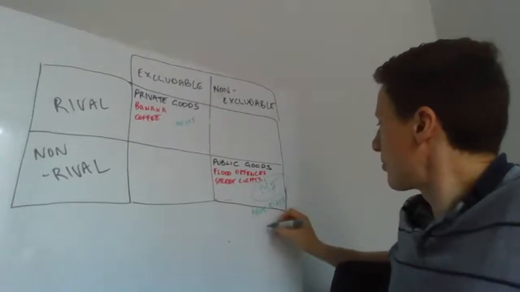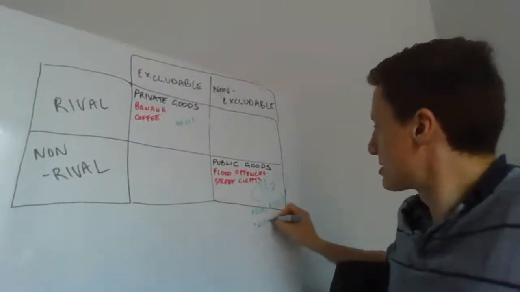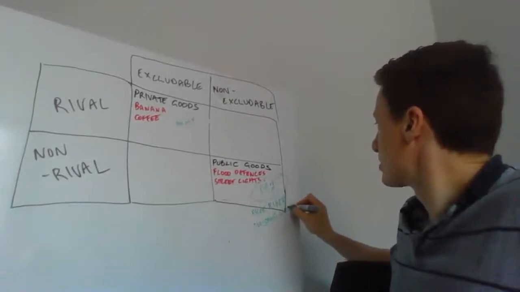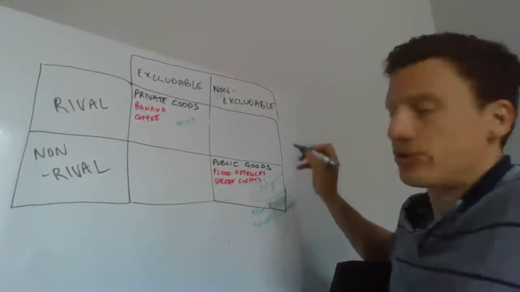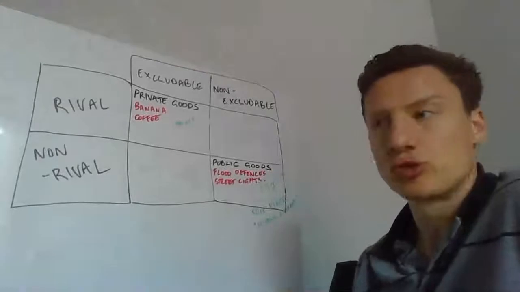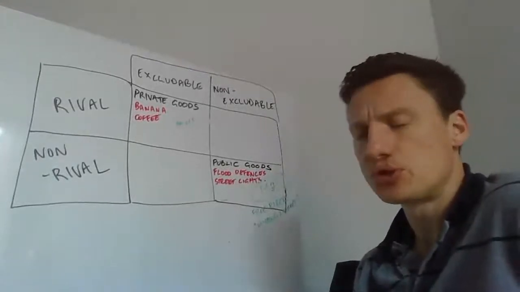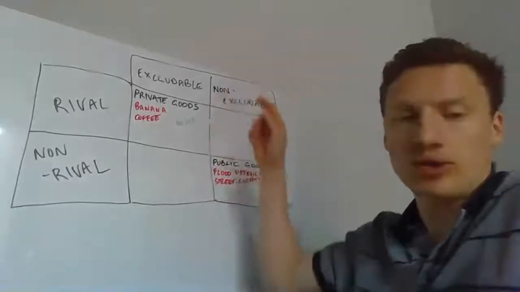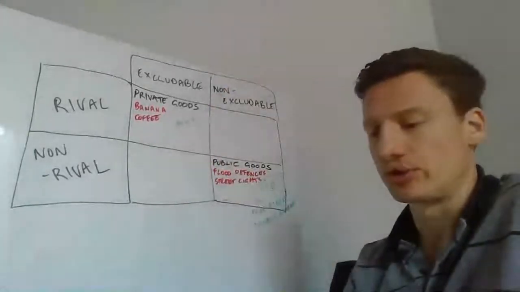And ultimately what that will mean is that there will be a missing market. The good won't be produced at all because no provider in their right mind will want to produce this good because there is no profit for it. Just bear in mind though that this is all coming from the fact that it's non-excludable.